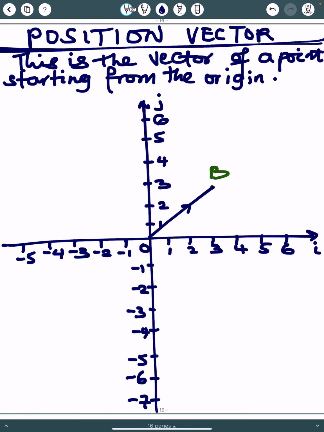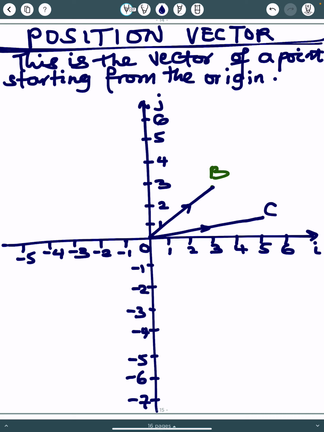Also, let me mark another one here as OC. OC is the position vector of C. I need to put an arrow. So this is 5 units on the horizontal axis from the origin and 1 unit on the vertical axis. The distance of C is 5 units on the horizontal axis from the origin and 1 unit on the vertical axis.